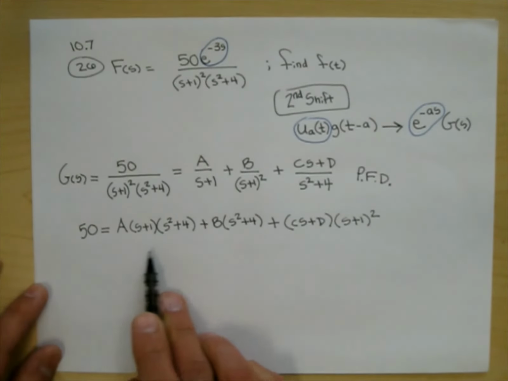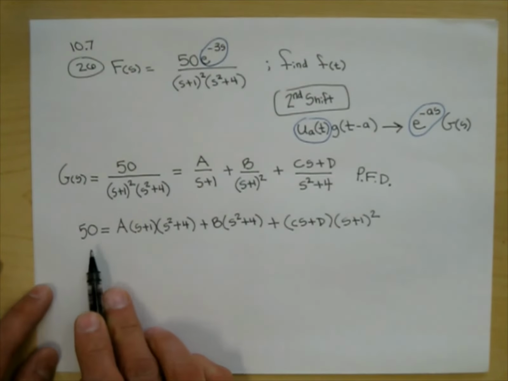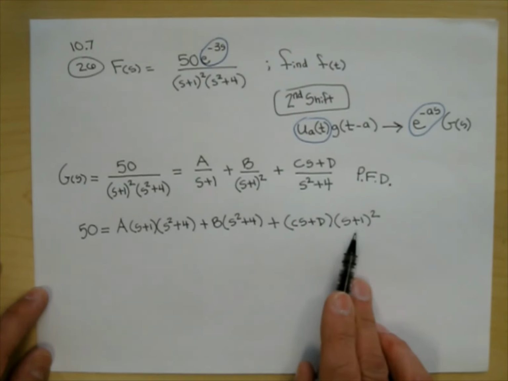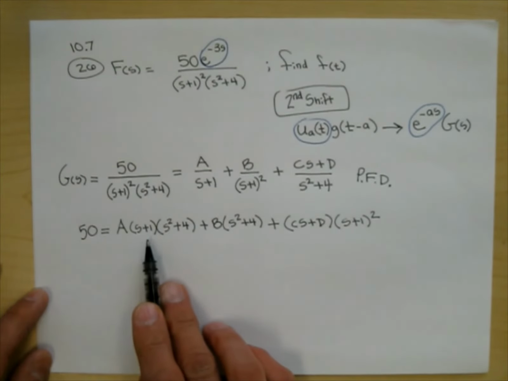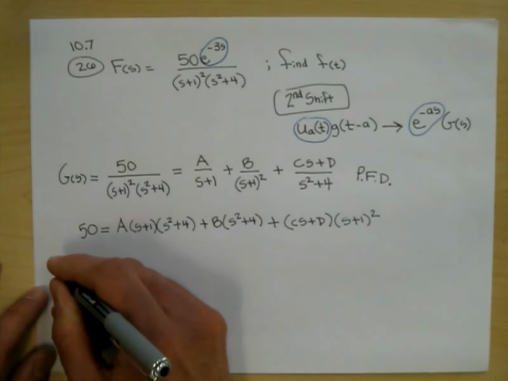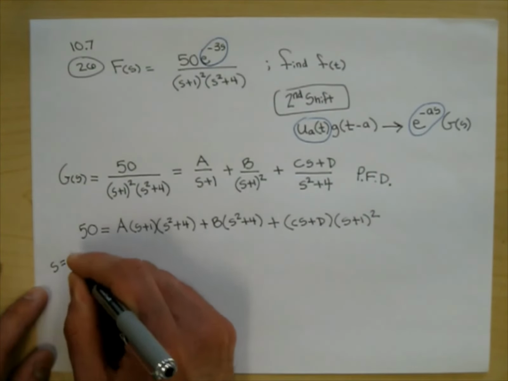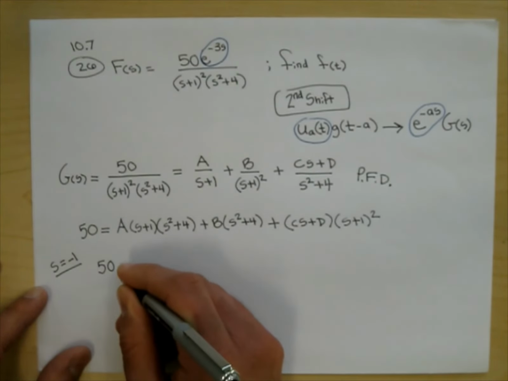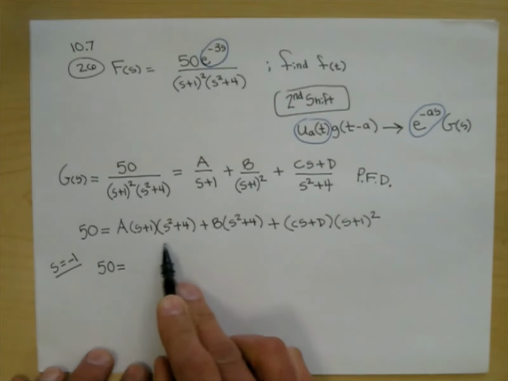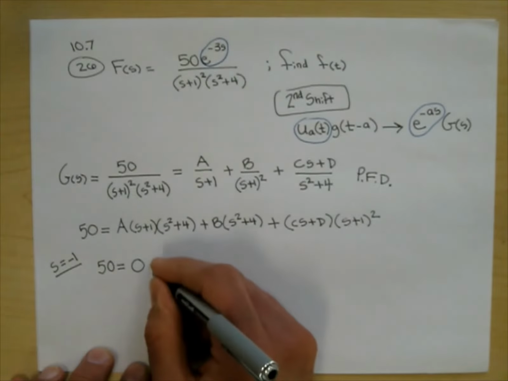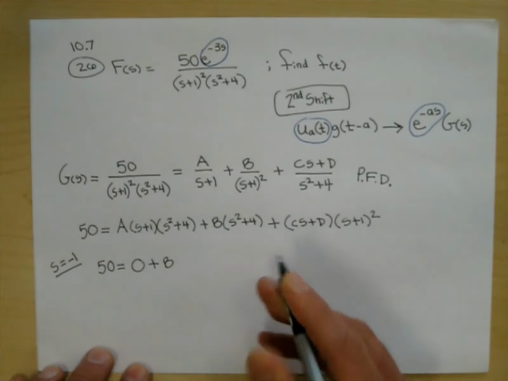Okay, so what could I do? I'm trying to find out what A, B, C, and D are. I'm going to use the chipping away method. I could let s equal -1, and that will zero out this one right here and that term right there. So if s equals -1, I end up getting 50 equals, okay, so with -1, that expression is dead, and then we have plus B.